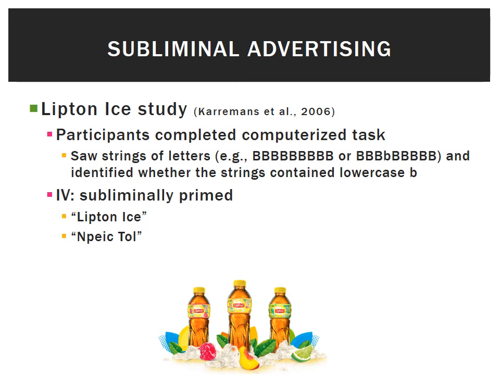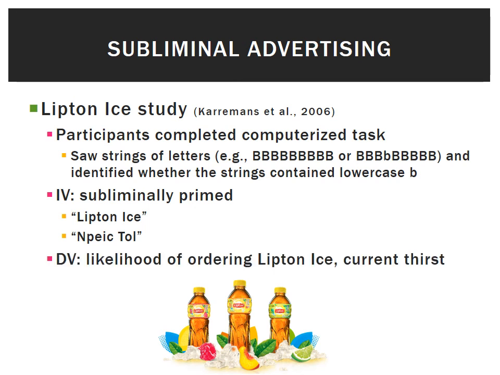So these subliminal primes happen immediately before every letter string. Participants are completing a computerized task, seeing strings of letters and identifying whether each contains a lowercase b. All of that is just a pretext so that they can embed the prime into the study. They're primed with Lipton Ice in one condition, or with this nonsense string in the other condition, before every string. It's flashed so fast the participants couldn't see it at all. It's only on the screen for 1/50th of a second, a very tiny amount of time. So you have no conscious knowledge of having seen this, but enough for your subconscious to pick up on it.